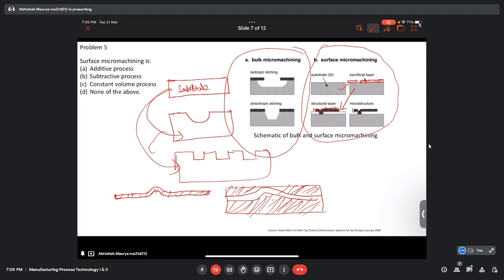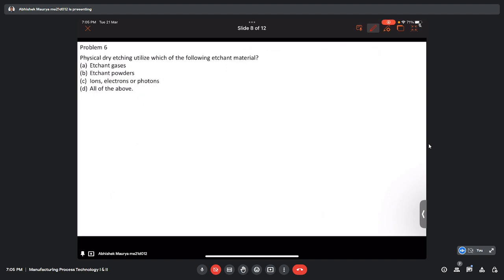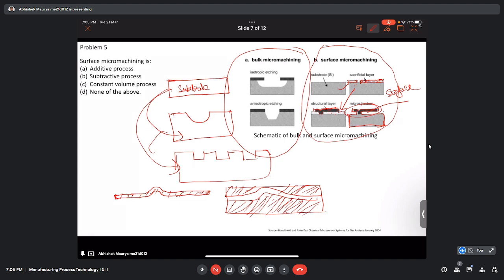For that, we put some chemical which will dissolve the sacrificial layer, and finally we are left with this kind of final component. So what is this? We have created a thin film or surface. Surface micromachining is an additive process. We are getting it by adding the material, not by removing the material. So the correct answer is the additive process.